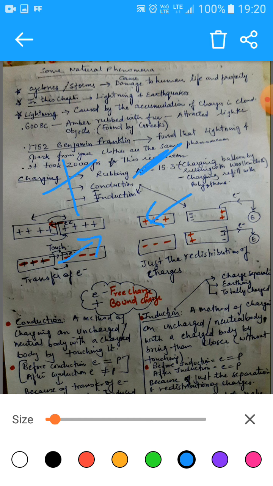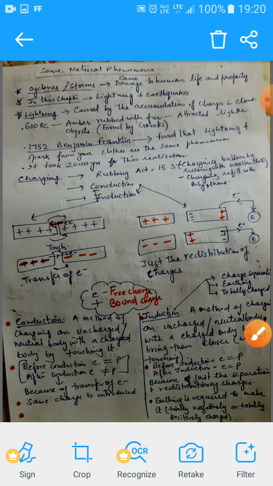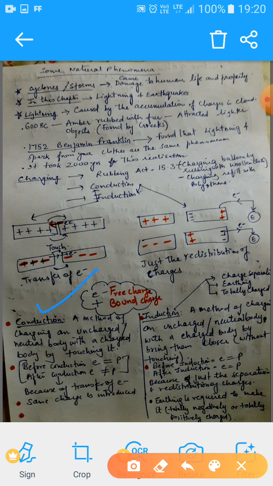So this phenomenon you should know, that like charges repel each other and unlike charges attract each other. Okay, now see what happens in case of conduction. So conduction is also a method of transfer of charge. So what happens during conduction? It is a method of charging an uncharged neutral body with a charged body by touching it.